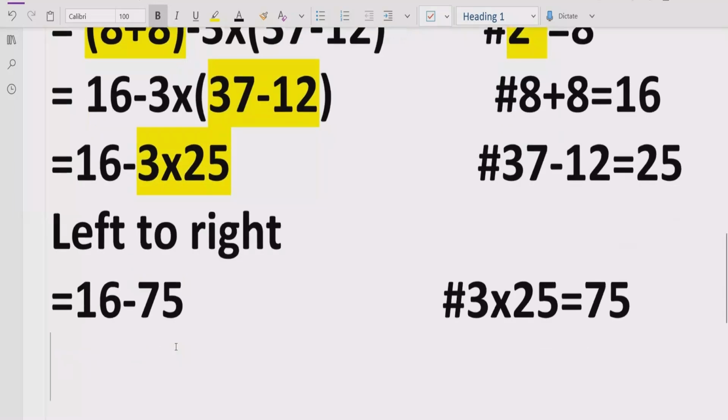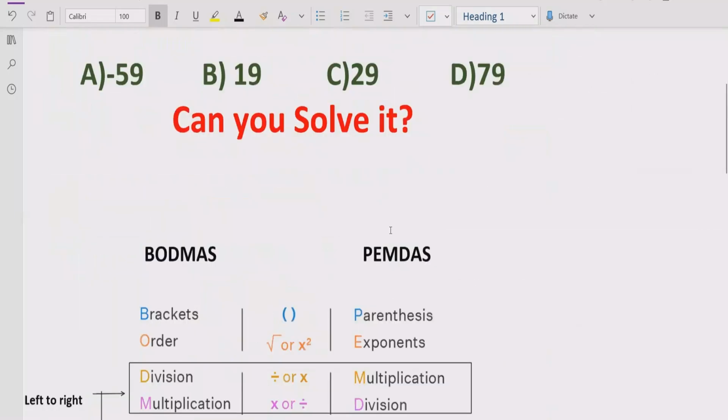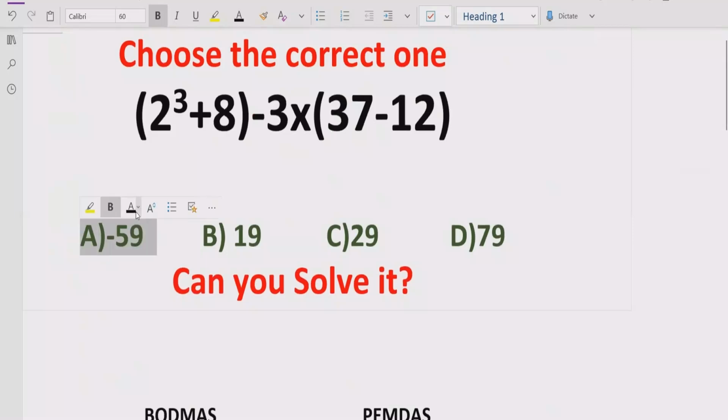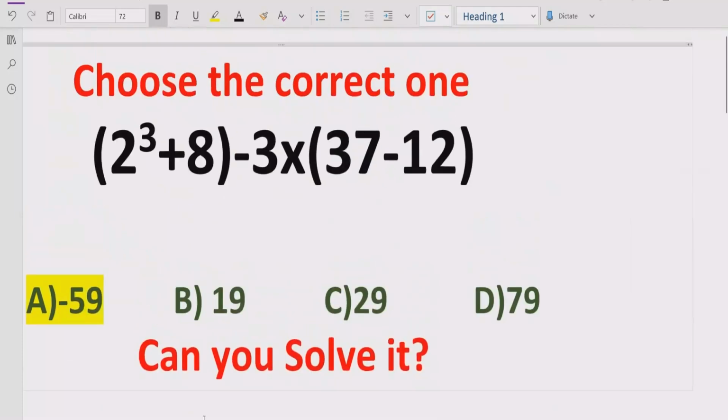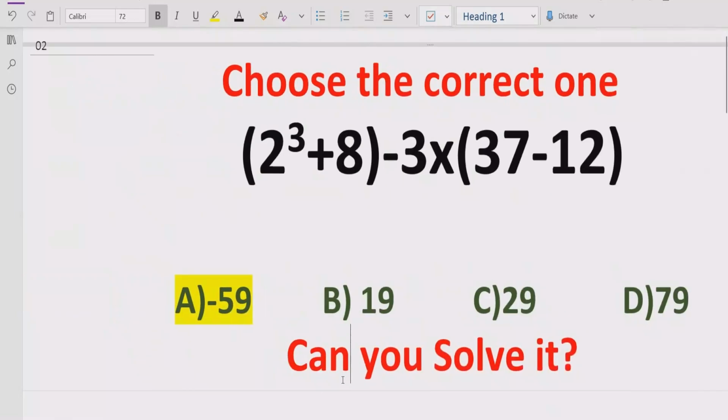Now, we have two terms which we will subtract and get the answer, which is minus 59. Why minus? Minus is because we have a minus sign with the 75. So that's why we will write minus 59. If you see the answer list, answer A is the correct answer of this expression. So I hope you understand how you can solve the given expression using the PEMDAS and BODMAS method and find out the correct answer.